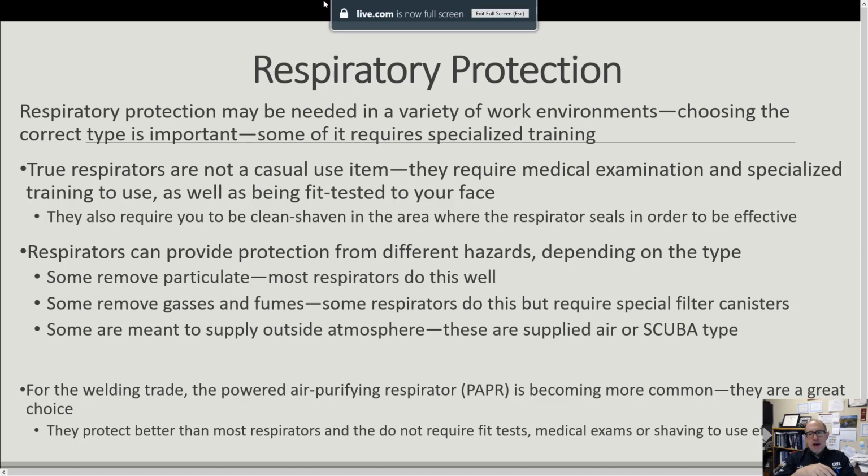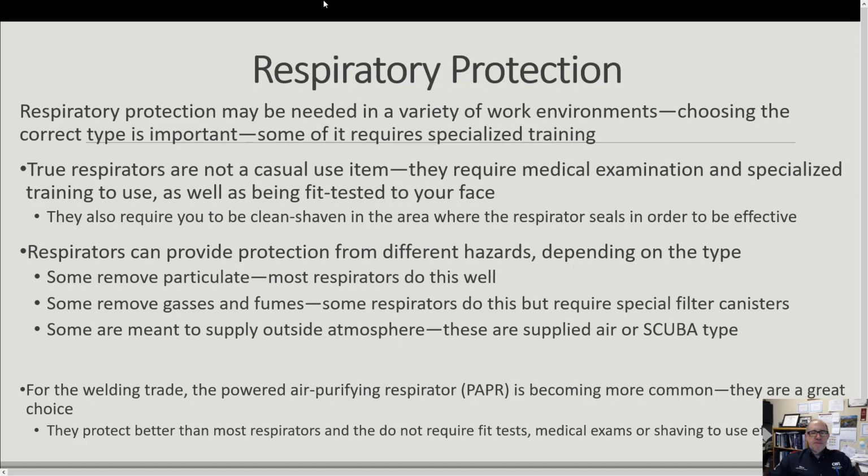On the job, those require medical examinations and specialized training to use as well, and being fit tested to your face. They also require you to be clean shaven in the area where the respirator seals in order for them to be effective. So even if you've got a respirator, you're issued it on your job, you've had your medical examination, and it's been fit tested, if you don't shave for 2 days, you're no longer certified to wear that respirator until you shave. And you're in violation of probably your company's respiratory protection policy, and you're also in violation of OSHA. So, like I said, it's not a casual use item. Throw it on, throw it off. Even through stubble, it's better than not wearing it, but you're not getting the protection they're designed to provide.